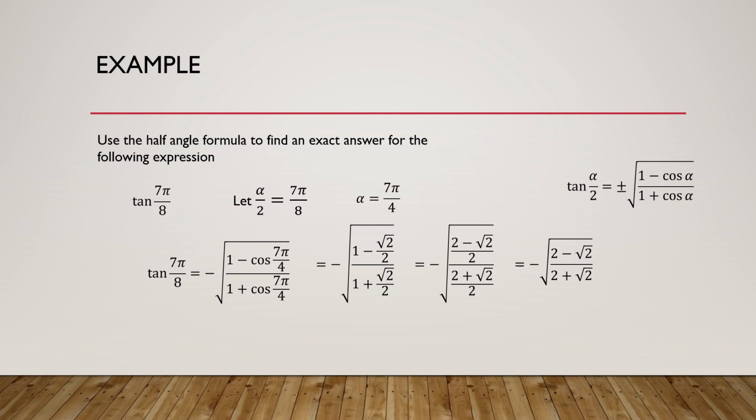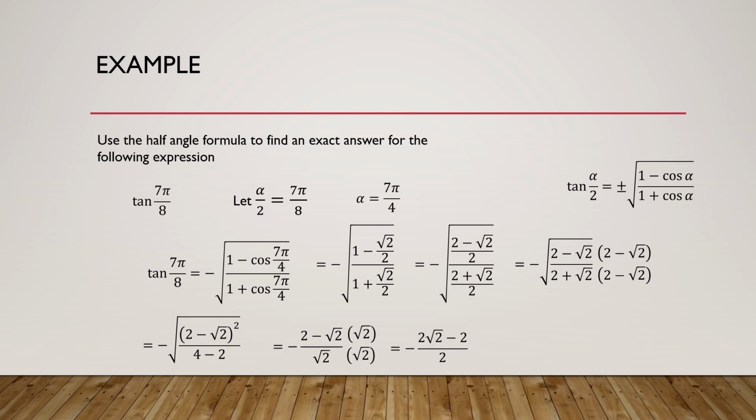We use the conjugate to rationalize the denominator to get negative square root of 2 minus the square root of 2 quantity squared over 4 minus 2. Take the square root to get negative 2 minus the square root of 2 over the square root of 2. We again rationalize the denominator to get negative 2 times the square root of 2 minus 2 over 2. Cancel the common 2 and distribute the negative to get the final answer 1 minus the square root of 2.